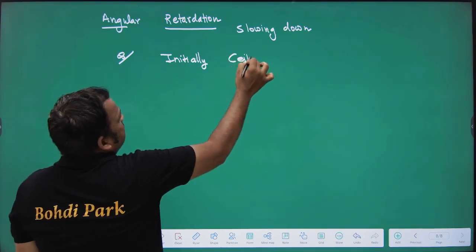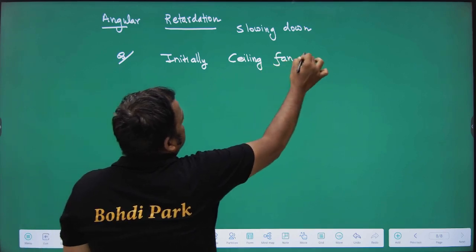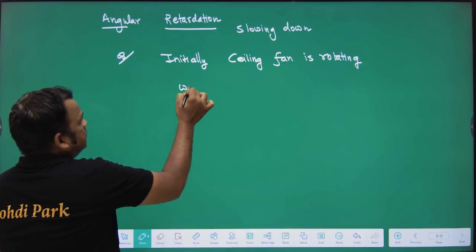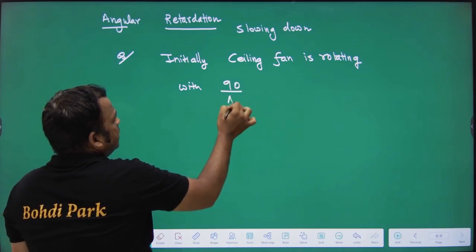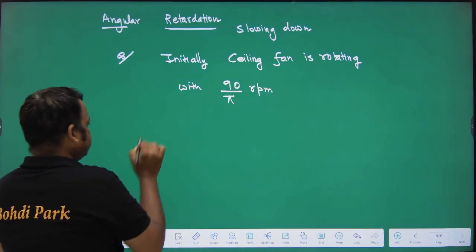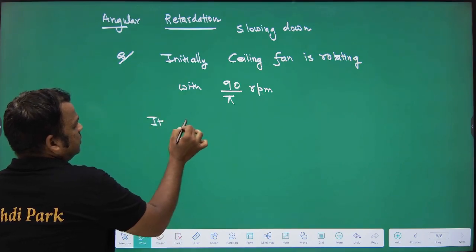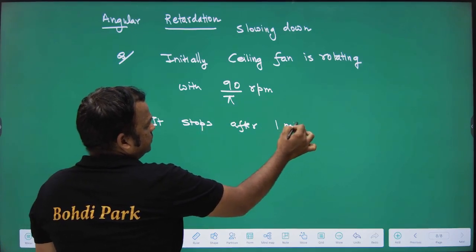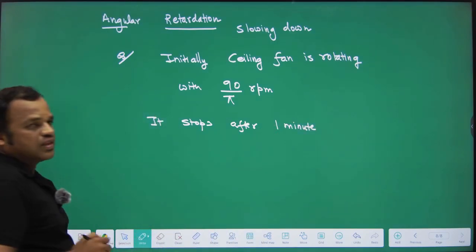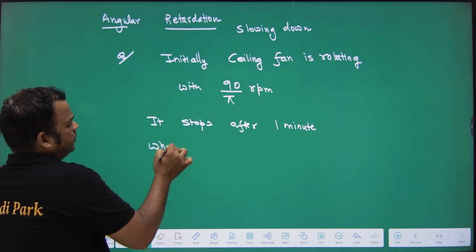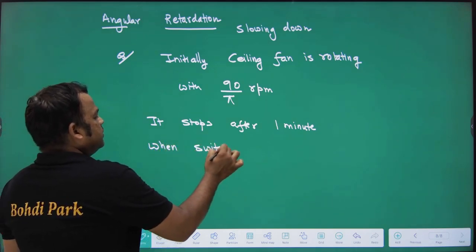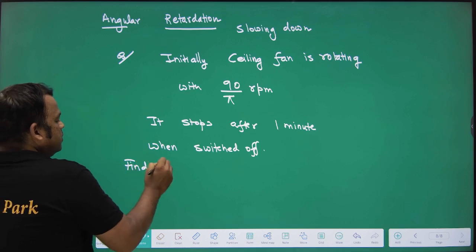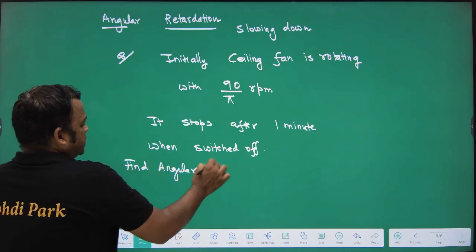Initially a ceiling fan is rotating with 90 by pi rpm. It stops after 1 minute when switched off. Find the angular retardation.